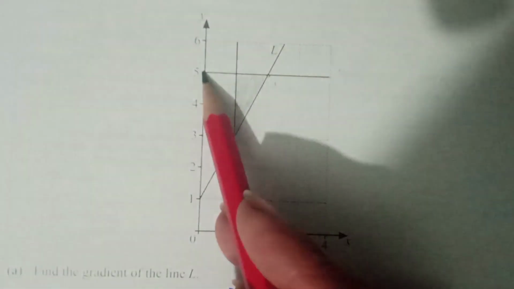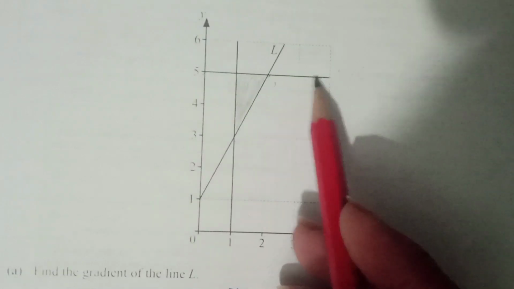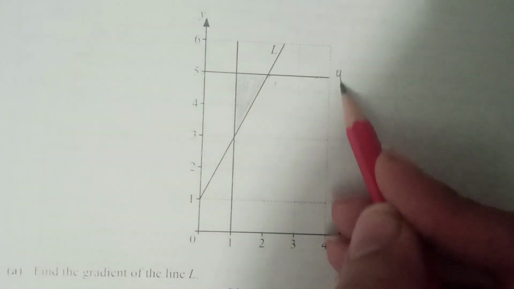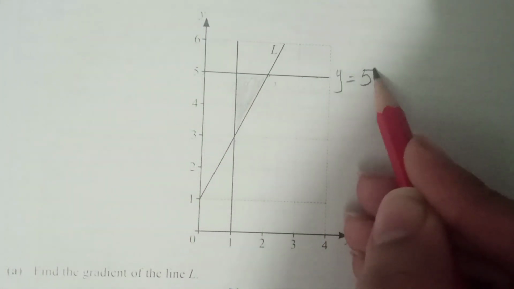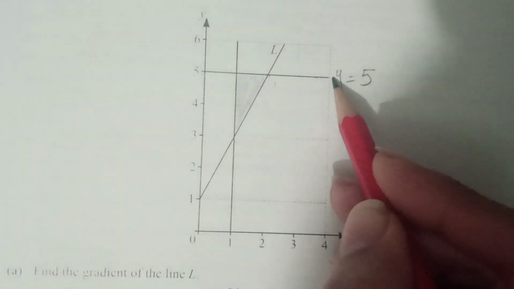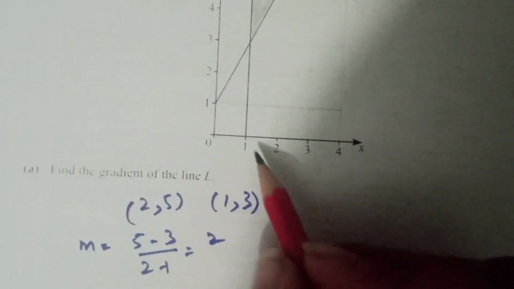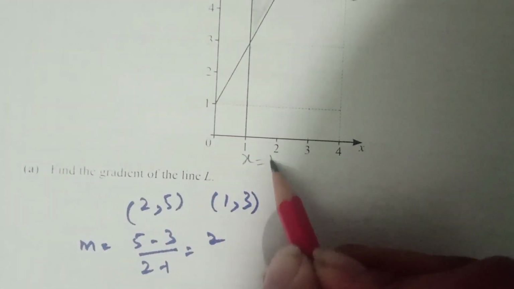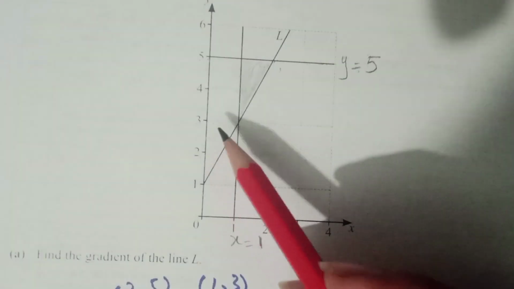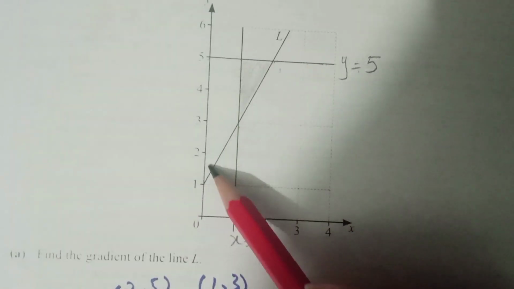We can write the equation of this line, which is y equals 5. We also write this line, which is x equals 1. Now we have to find the equation of the line L.